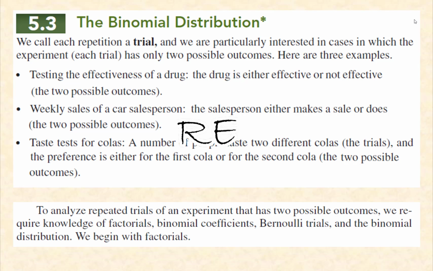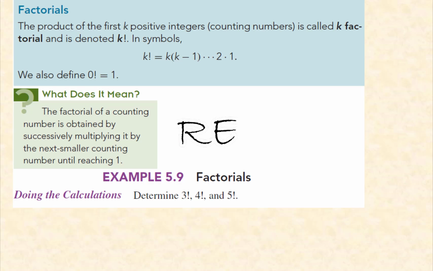To analyze repeated trials with two possible outcomes, we are going to use our knowledge of factorials, binomial coefficients, Bernoulli trials, and binomial distributions. We begin with factorials, and the factorial of a counting number is obtained by successively multiplying it by the next smaller counting number until you reach 1.